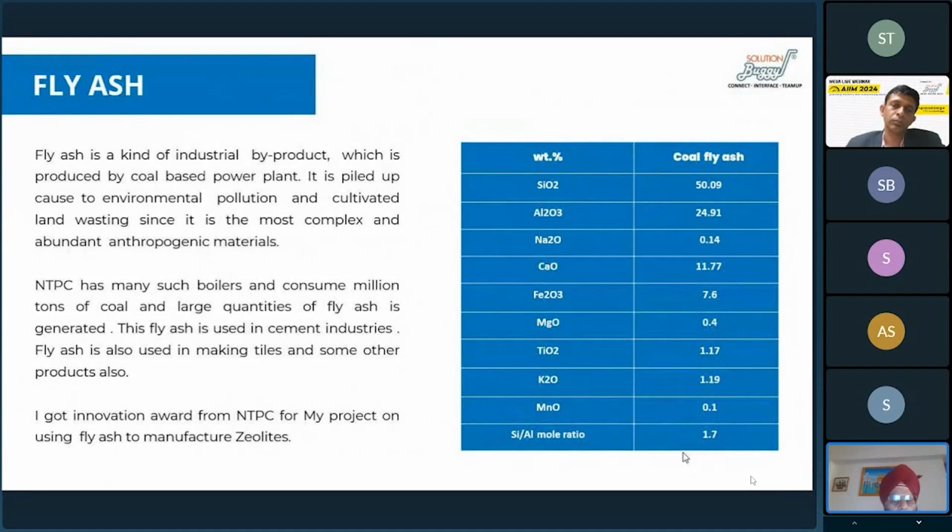And I have done innovation. I got an innovation award from NTPC because I submitted a project on conversion of fly ash to manufacture zeolites. Zeolites are sodium aluminum silicates, so both are present in the fly ash, so it can be converted into sodium aluminum silicates. Next slide, please.